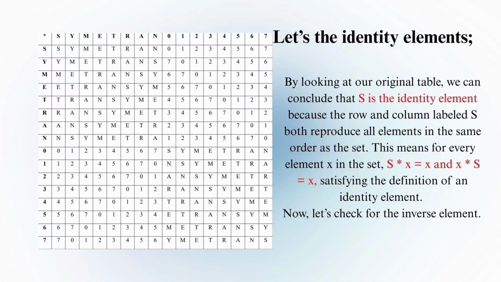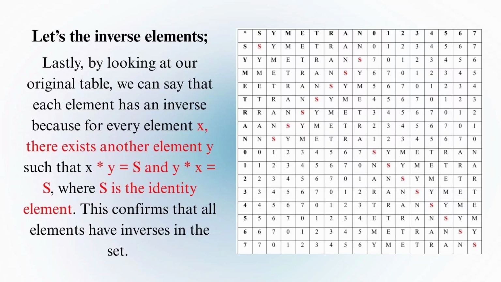By looking at our original table, we can conclude that S is the identity element because the row and column labeled S both reproduce all elements in the same order as the set. This means for every element X in the set, S star X is equal to X and X star S is equal to X, satisfying the definition of an identity element. Now let's move on to the inverse element.